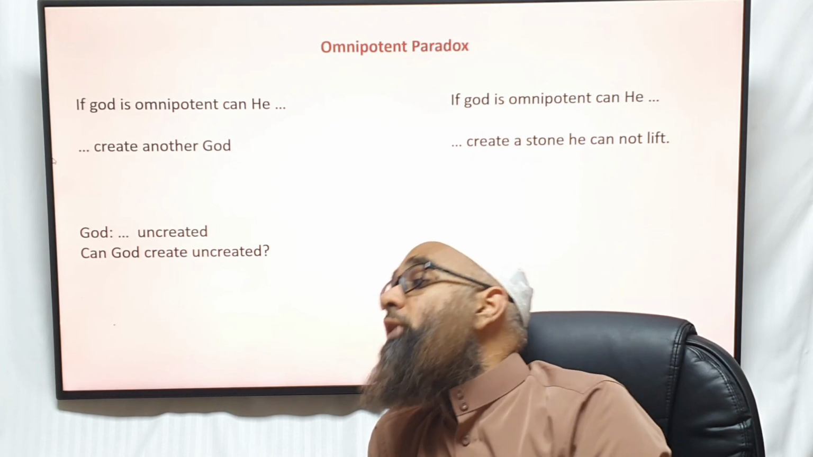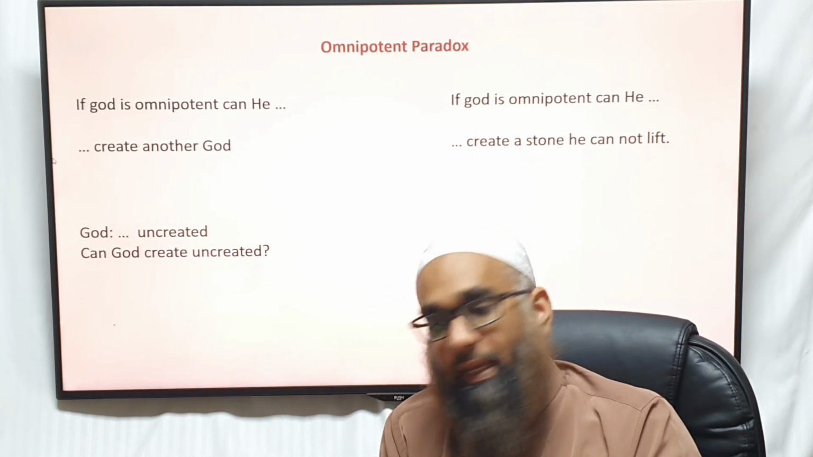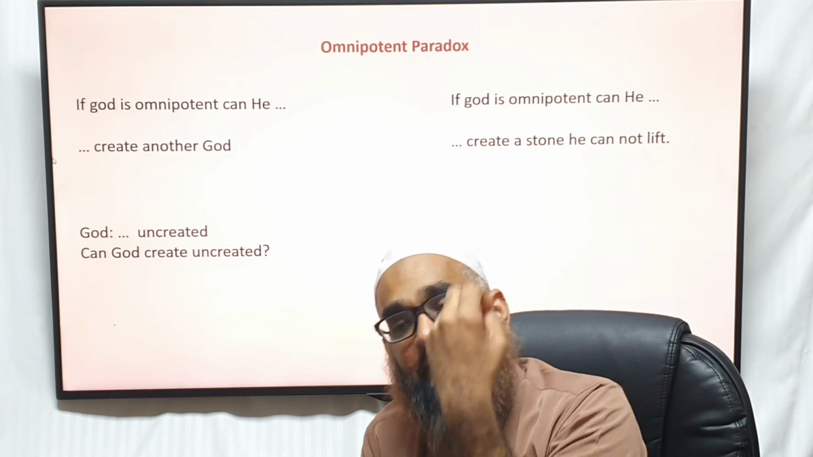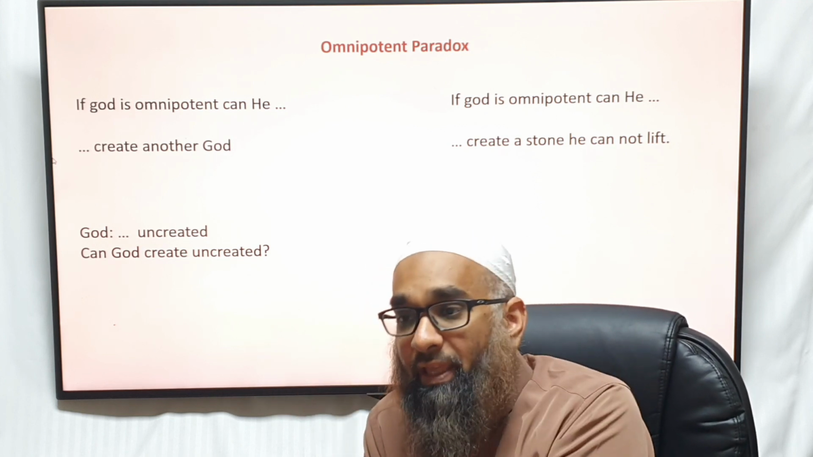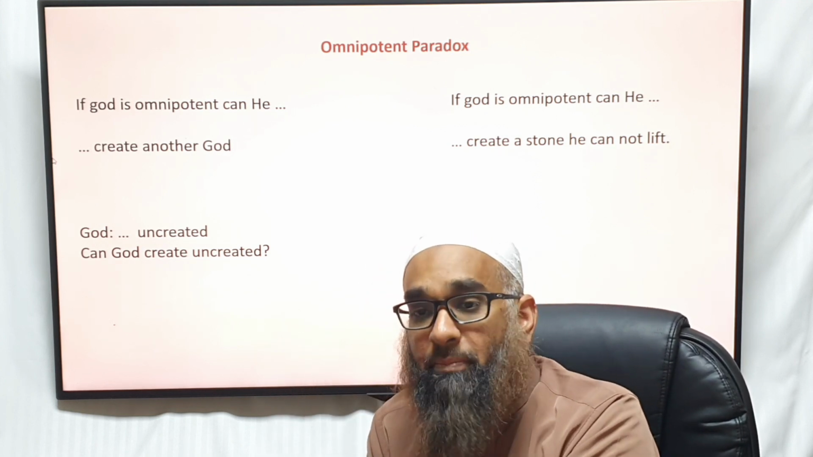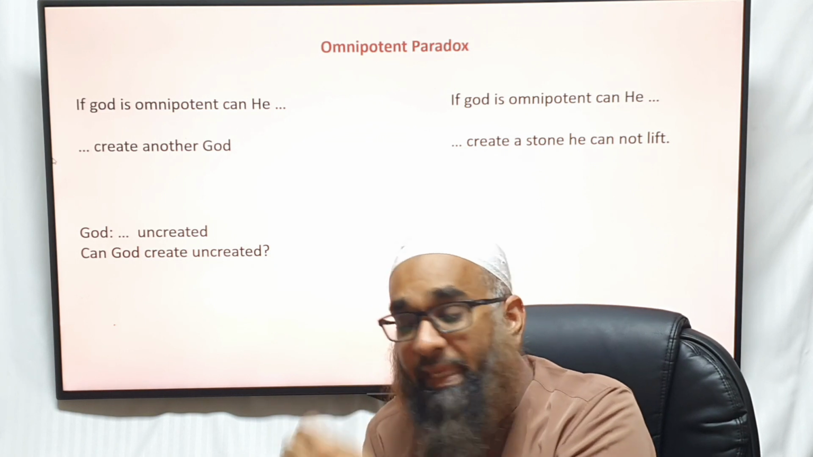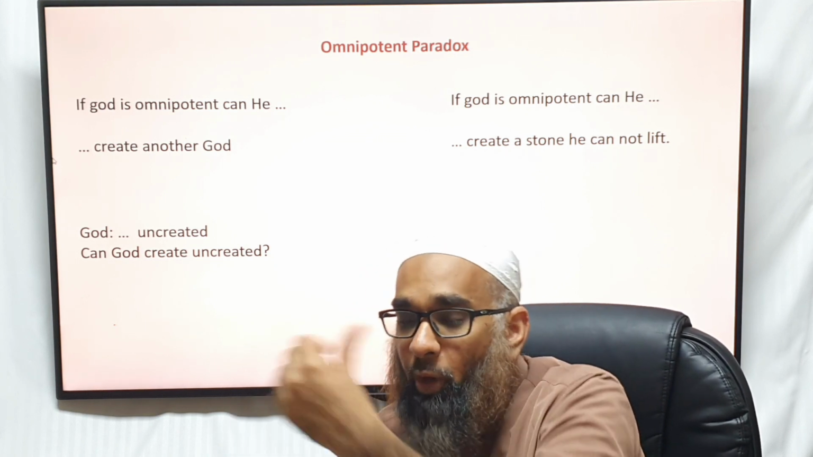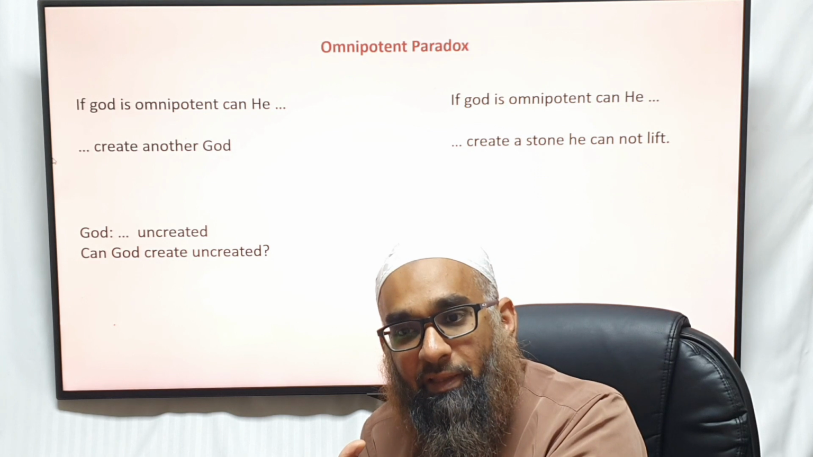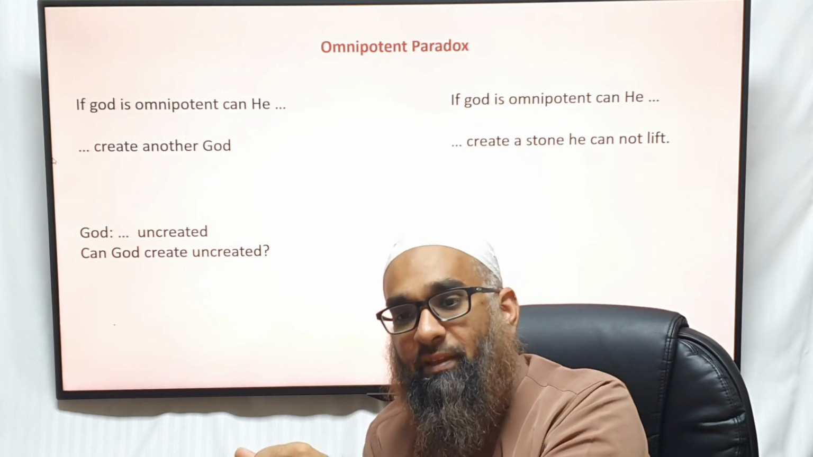Like a big stone he can't lift. Again, this question doesn't make sense because by definition, it's basically, can you have a square triangle? Why? Because by definition, omnipotent means what? To be all powerful. And he cannot, meaning not omnipotent, not qadir. So you're basically saying, can a living thing be dead?